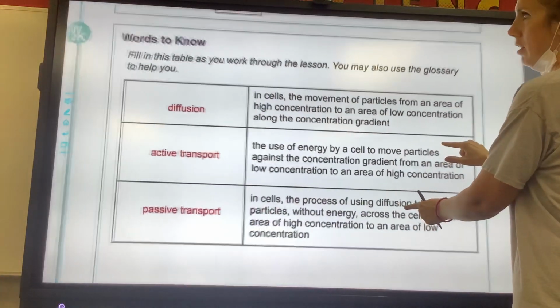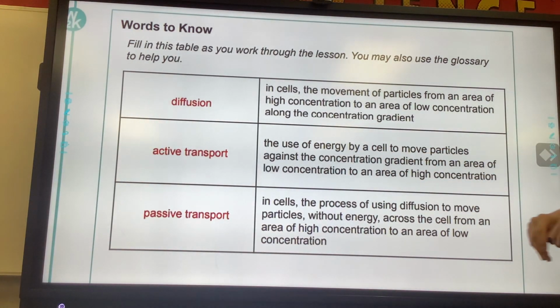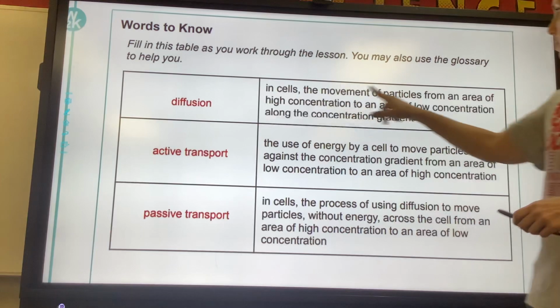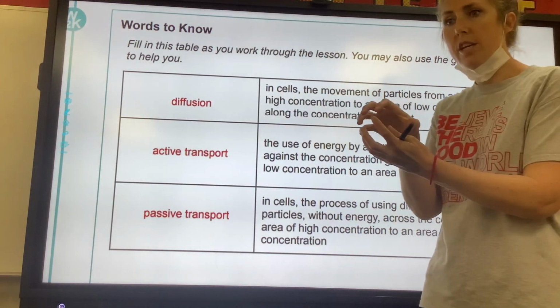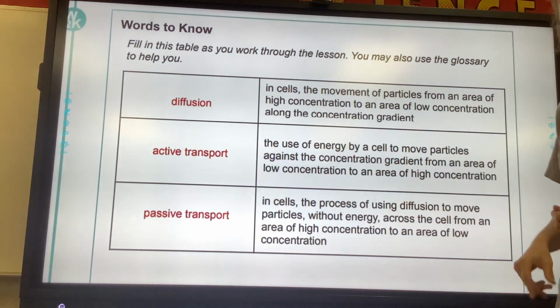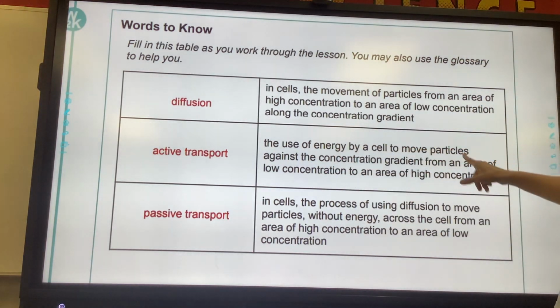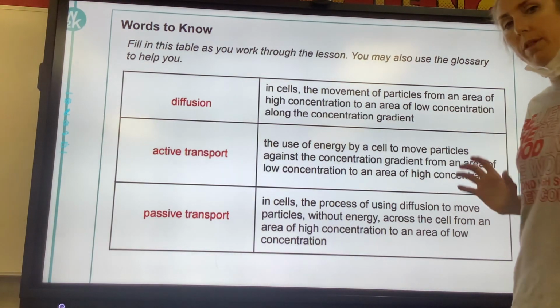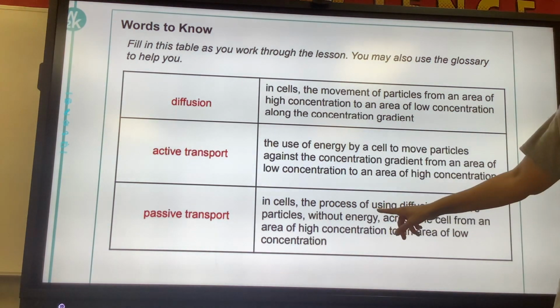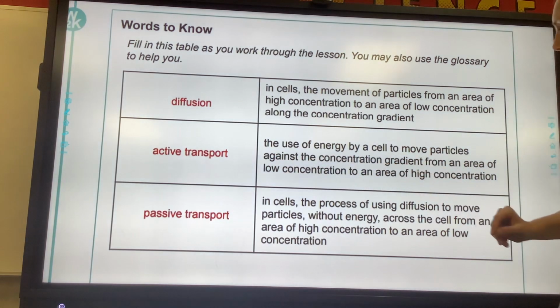Okay, here's some vocab. We're going to go over them. I'm just going to let you fill it in. Diffusion, movement of particles from high concentration and then they diffuse to a lower concentration. Active transport needs energy. Remember what kind of energy? ATP energy. Uses energy to move particles against, or remember, let's go into a crowded room. Passive, cells diffusing, no energy needed.